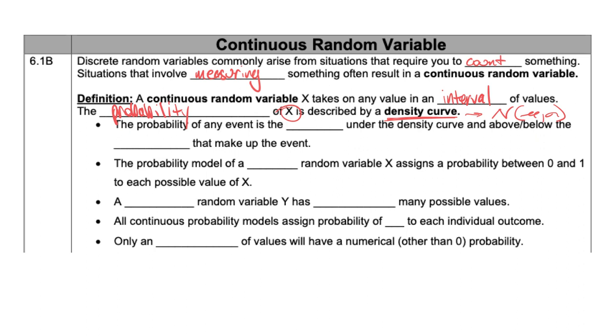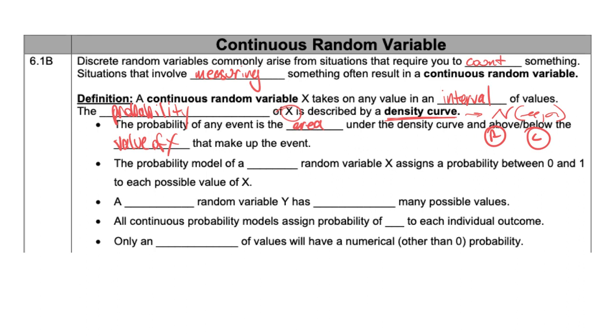The probability of an event is the area under the density curve and above or below, meaning to the right or to the left. Okay, I don't like the above or below. This would be to the right, and this would be to the left of the value of x that make up the event. Above meaning numerically above, higher, larger. Below meaning numerically below, less than. But when we look at the density curve, above really means we're picking a value and looking to the right. Below means we're picking a value and looking to the left.